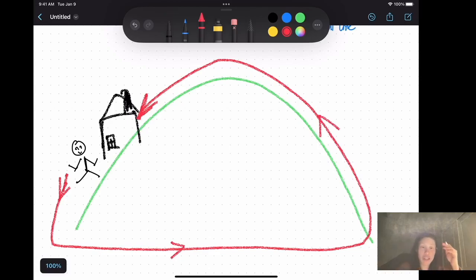Okay, so think about it. This route is totally 5 miles, and you spend an hour to finish the trail. So that means your average speed is what? 5 miles per hour.